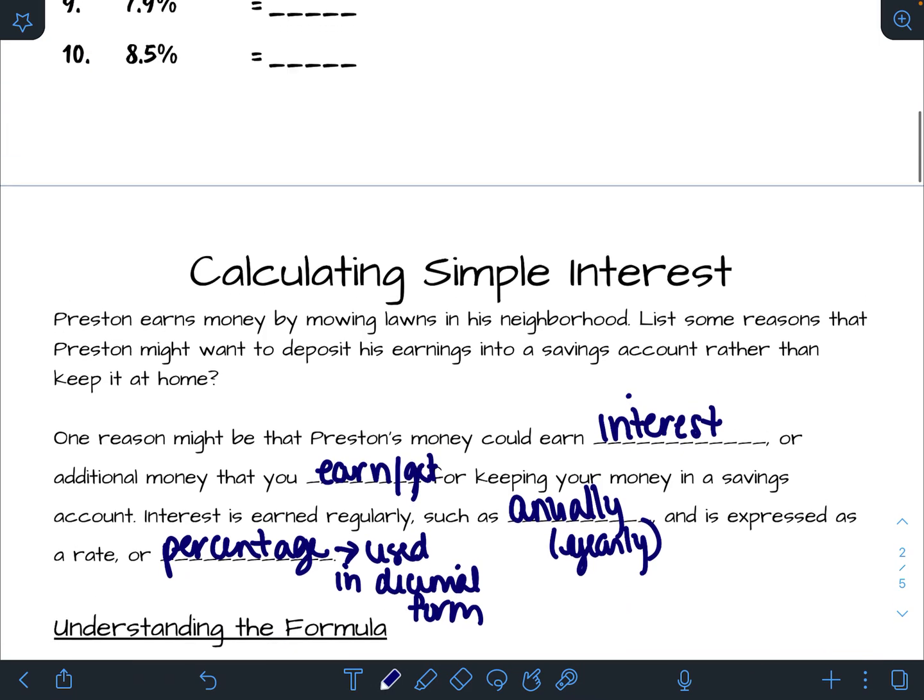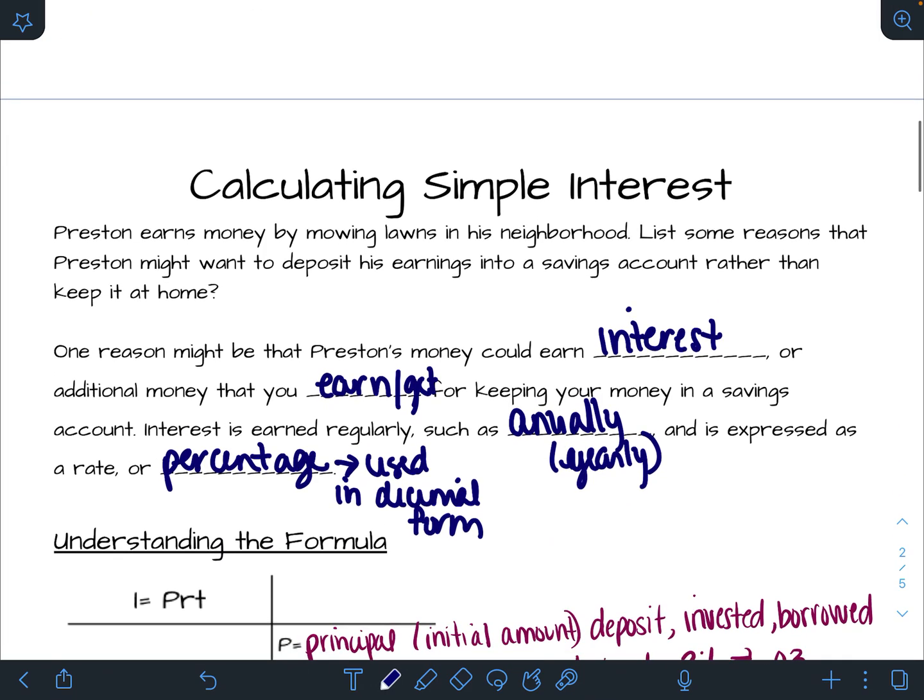Now, we're going to start out with simple interest. So Preston's earning money by mowing lawns in his neighborhood. Some reasons that Preston might want to deposit his earnings into a savings account rather than keeping it at home: if he keeps it at home, it doesn't earn any money. He doesn't invest it in any way. But if he puts it into a savings account, he can earn interest on that savings account.